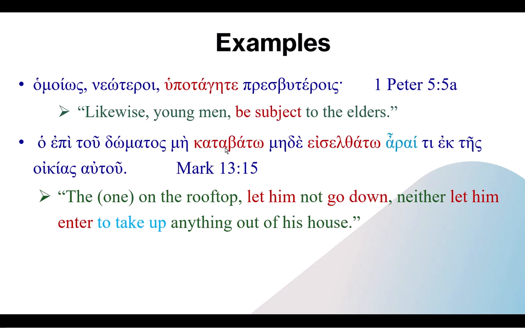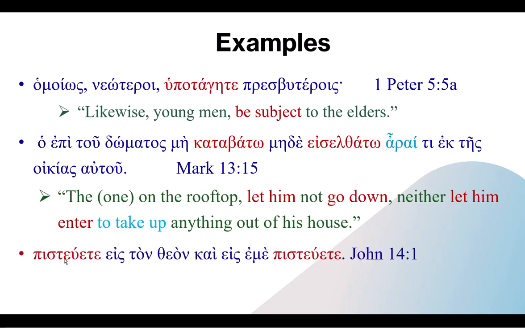So let him not go down, neither let him enter, to take up, ti, anything, ek tes oikias autou, out of the house of him, out of his house. So the one on the rooftop, let him not go down, neither let him enter, to take up. So this infinitive is working with the imperatives. Don't go down, don't enter, to take anything. Here's the example where we don't know whether we have an indicative or an imperative, and that comes from John 14:1.